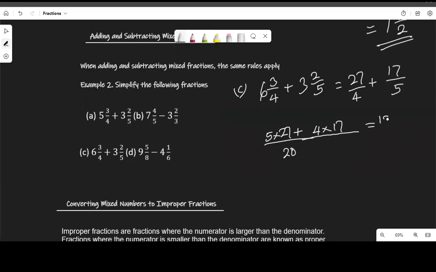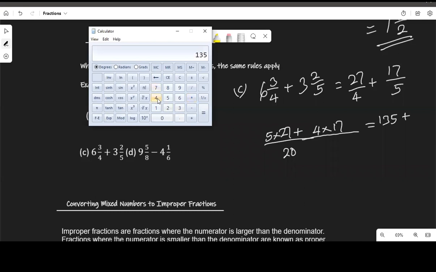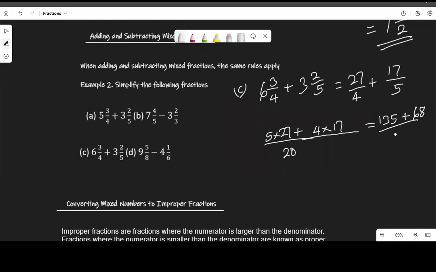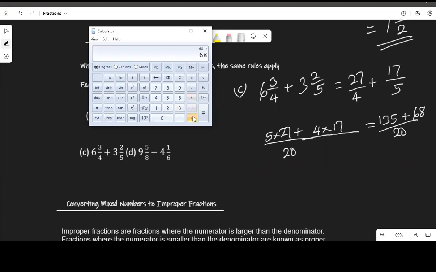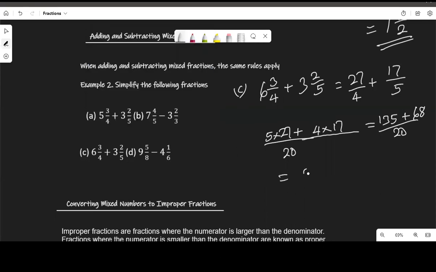5 times 27 will be 135, plus 4 times 17 will be 68, all over 20. 135 plus 68 is 203. 203 over 20. And 203 divided by 20 is 10.